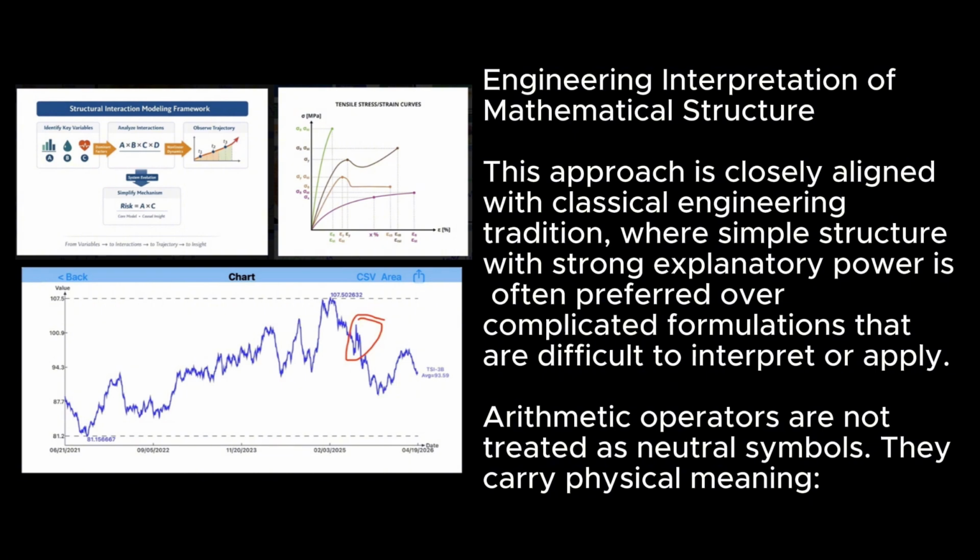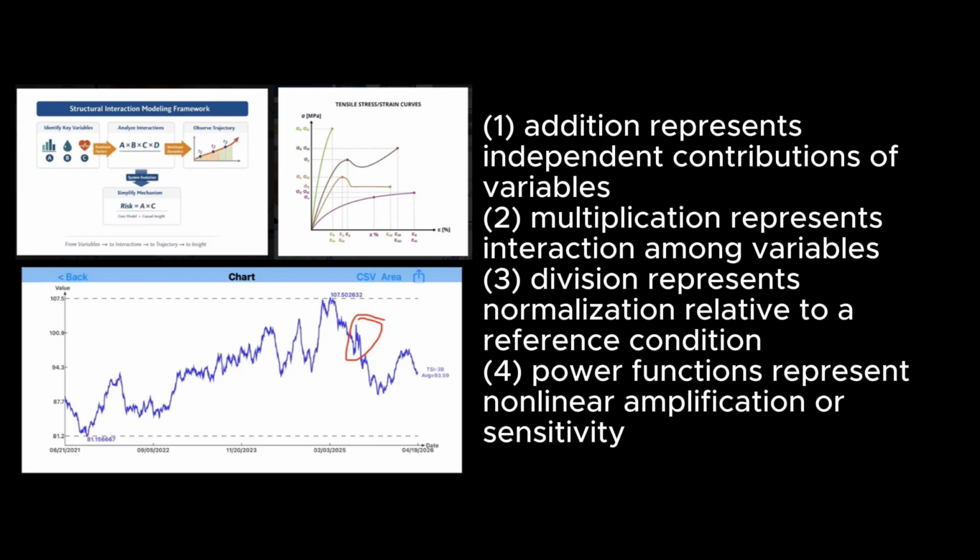This approach is closely aligned with classical engineering tradition, where simple structure with strong explanatory power is often preferred over complicated formulations that are difficult to interpret or apply. Arithmetic operators are not treated as neutral symbols. They carry physical meaning. 1. Addition represents independent contributions of variables. 2. Multiplication represents interaction among variables. 3. Division represents normalization relative to a reference condition. 4. Power functions represent nonlinear amplification or sensitivity.